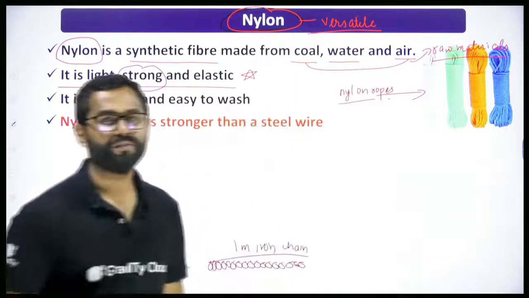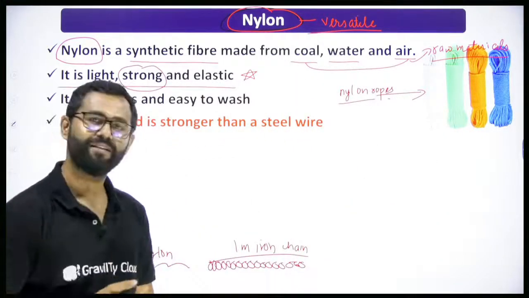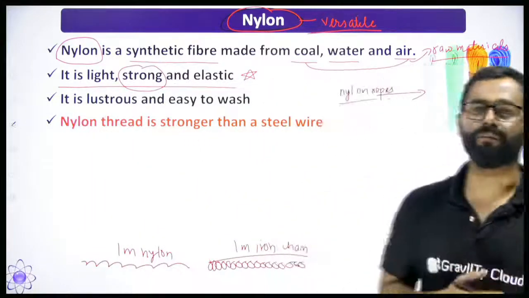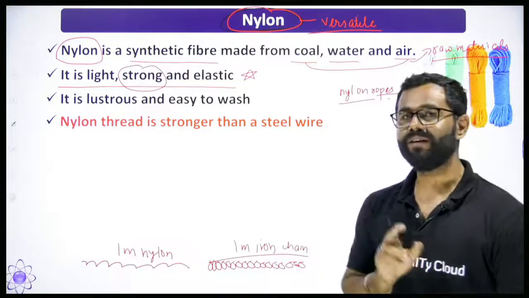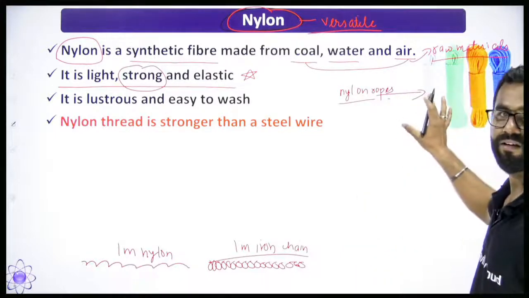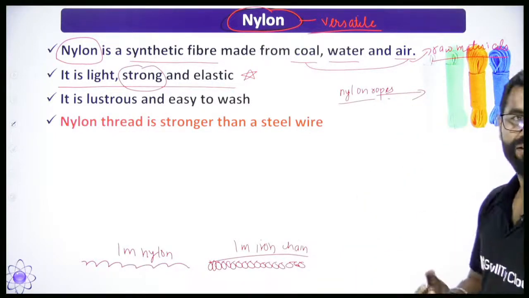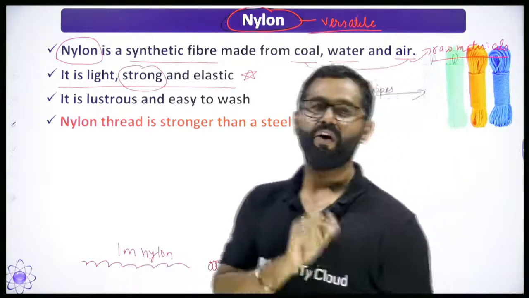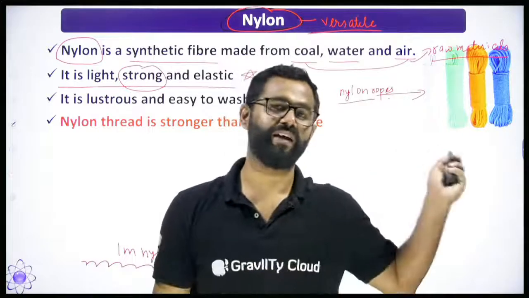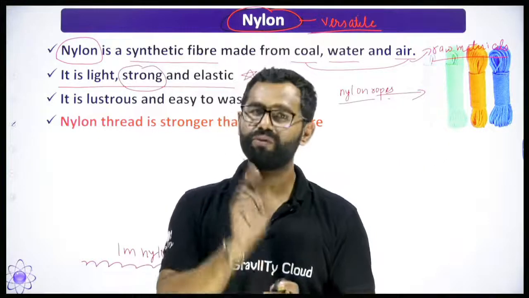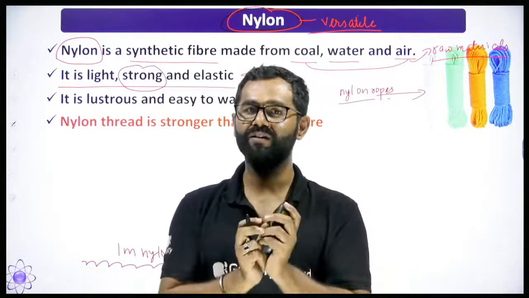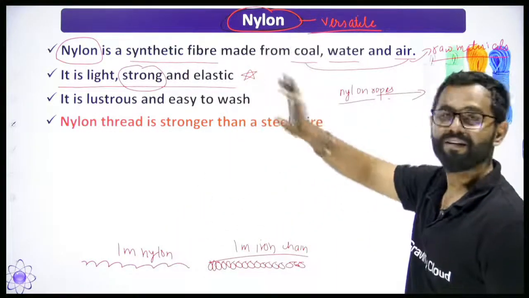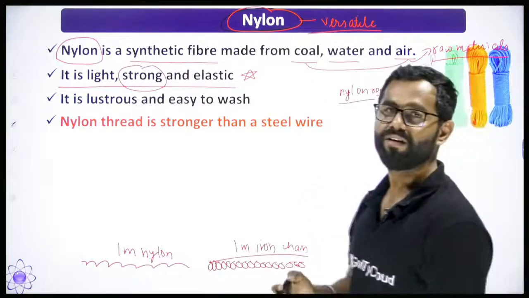And why do we make ropes? Because we use ropes to tie things, to hang things, for different purposes. So that means the rope should have strength, right? It will have strength when the material used to make the rope is good. So the material, nylon, is light, strong and elastic in nature.